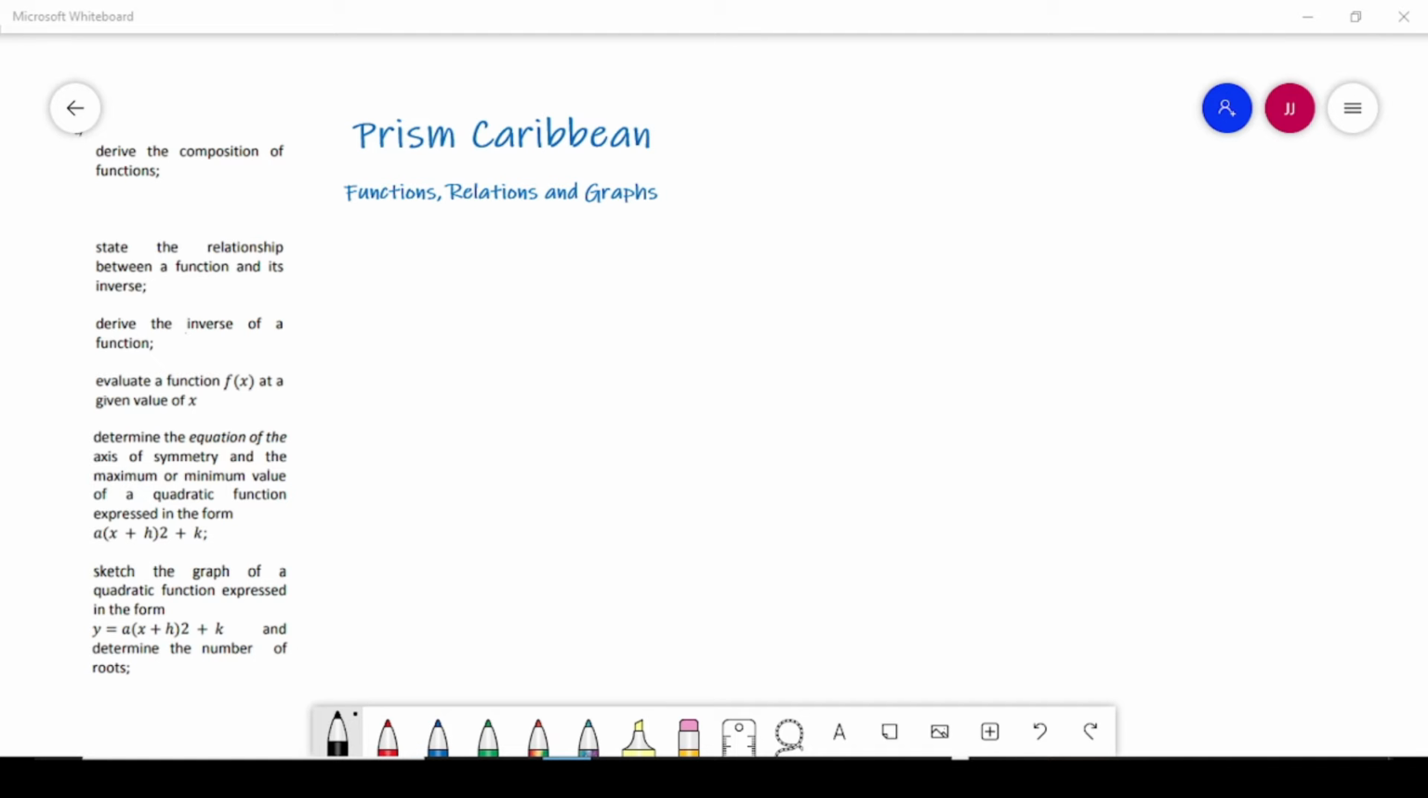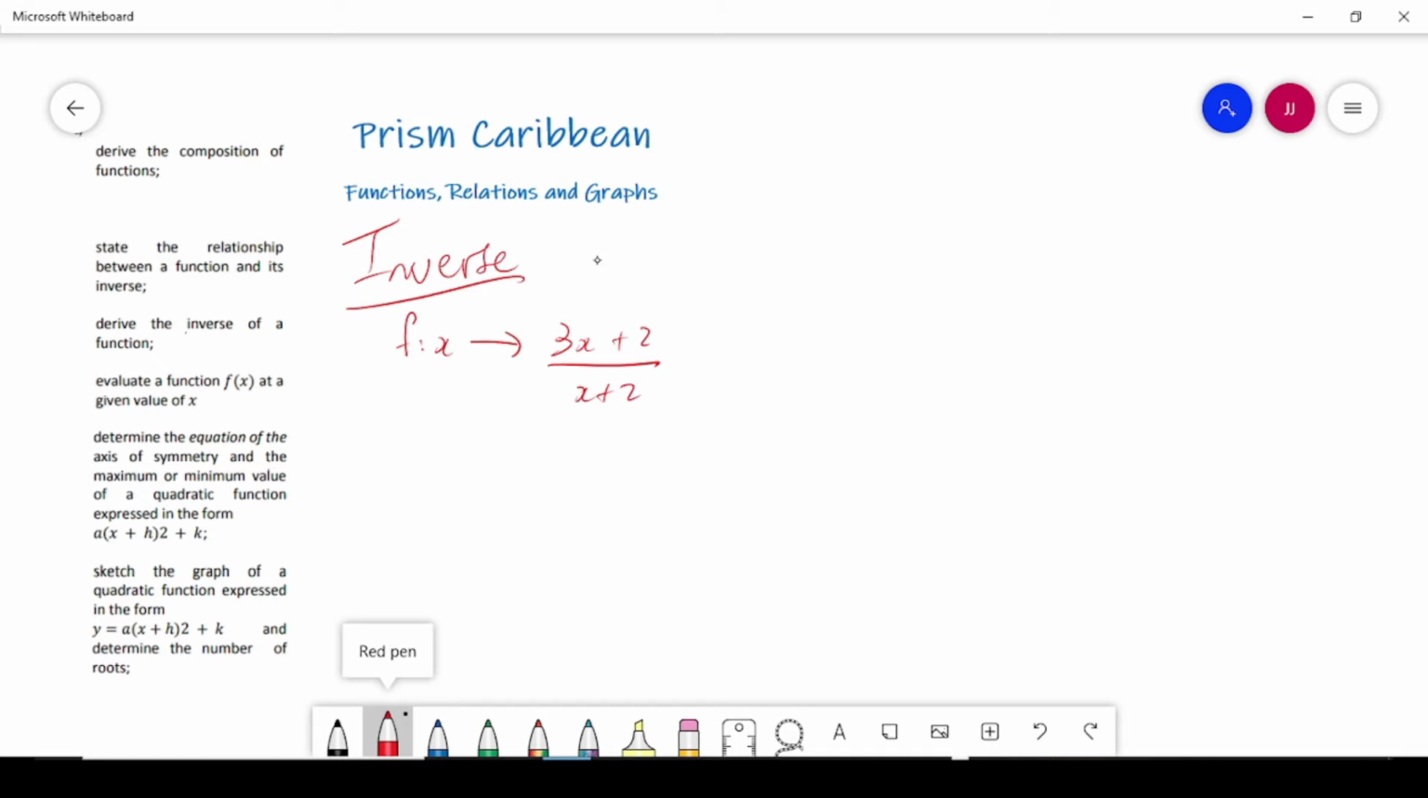So inverse functions. This type of example tends to come up quite a lot, hence why I wanted to go over it in particular. So let's say we are given a function f of x is equal to 3x plus 2 all over x plus 2, and they say find the inverse of this function.